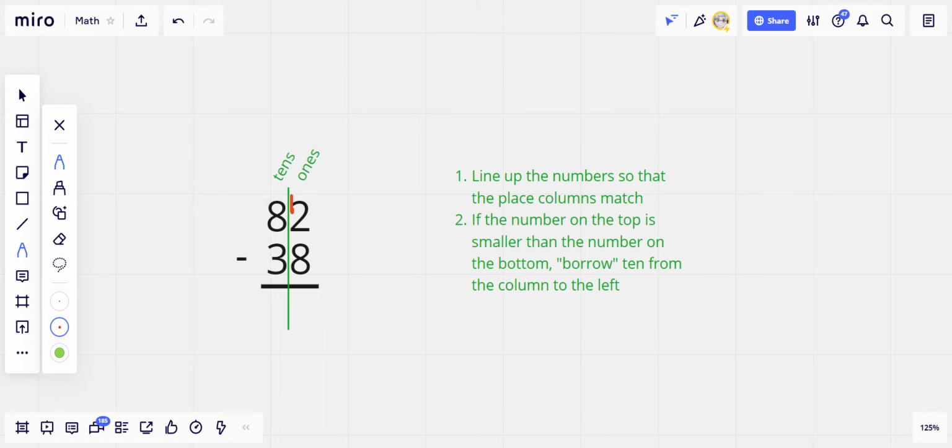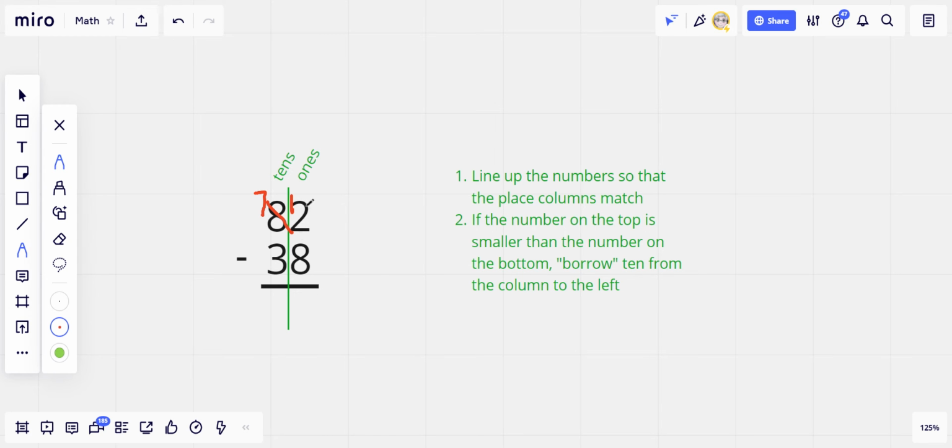I'm going to take away that same 10 from over here. So this 8, because it's in the tens column, represents 80. We're going to turn that into a 7, and now it represents 70. So I took away 10 from this column. I added the 10 to this column. So that is how you regroup for subtraction. Sometimes people call it borrowing the 10 or borrowing a 1 from the column over. That's the process you're going to use.